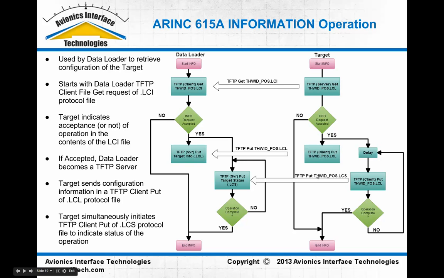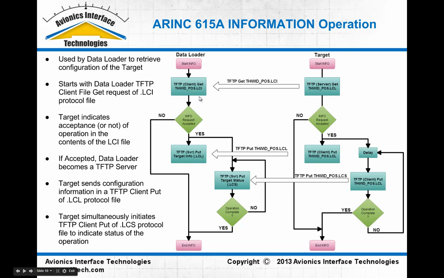Once the target is able to process and collect the configuration information, it will send it to the data loader in a file identified by the LCL extension. This file, also a protocol file at the 615A level, whose format and content is defined in the ARINC 615A specification, contains the standard formatted software configuration information of the current software load on the target device.